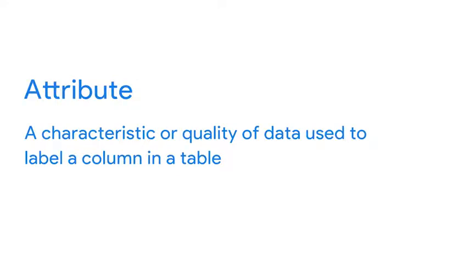Now, let's label it. This is important for organization. Adding labels to the top of the columns will make it easier to reference and find data later on when you're doing analysis. These column labels are usually called attributes. An attribute is a characteristic or quality of data used to label a column in a table. More commonly, attributes are referred to as column names, column labels, headers, or the header row.